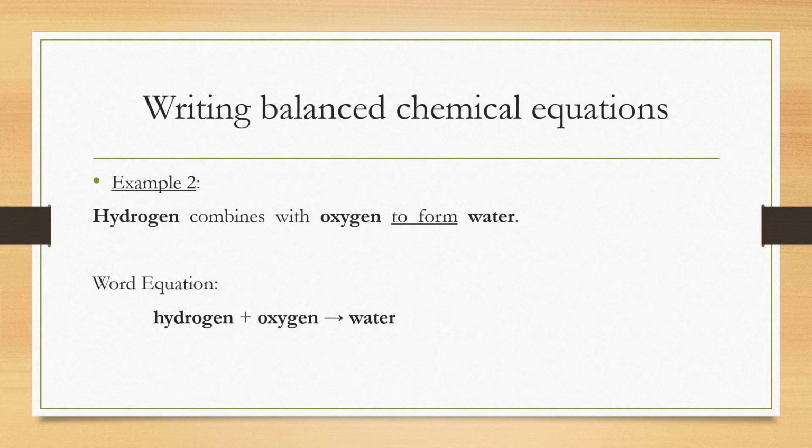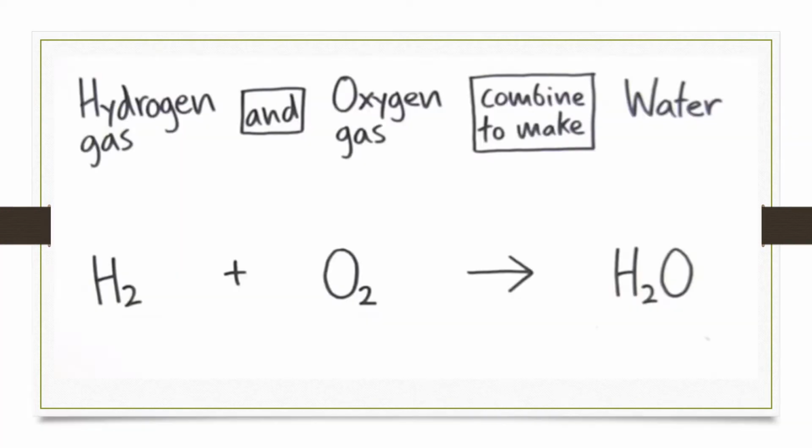Let's consider a second example. Hydrogen reacts with oxygen to form water. The word equation for the reaction is hydrogen plus oxygen gives water. The chemical equation for the reaction becomes H2 plus O2 gives H2O.